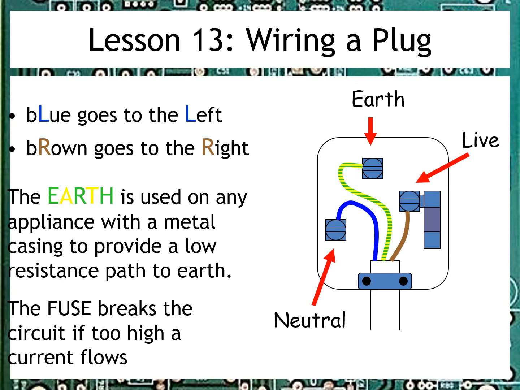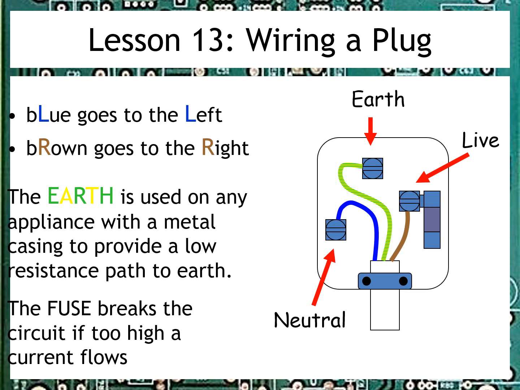If your appliance is made with a metal casing, so for example a metal heater, and the live wire became attached to the casing in any way, then if you touched it, the casing would be at 230 volts, and obviously that wouldn't be very safe. So the earth wire is there to protect you. What happens is if you touch the live casing, instead of the current flowing through you to the earth, which will cause you damage, it goes through the earth wire instead, and the earth wire has what we call a low resistance path, so it's much easier for the current to flow through the earth wire than you, which makes it much safer.